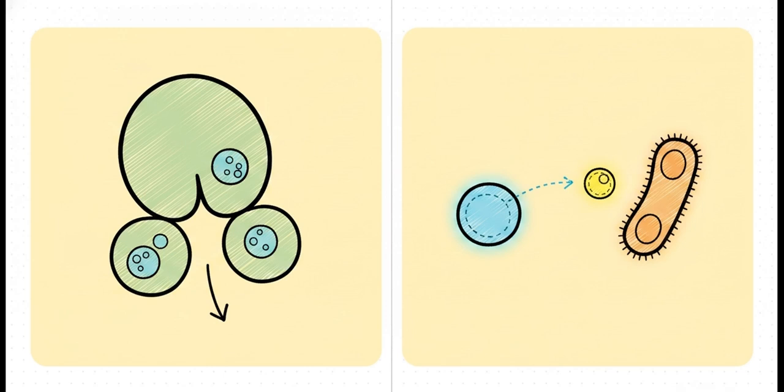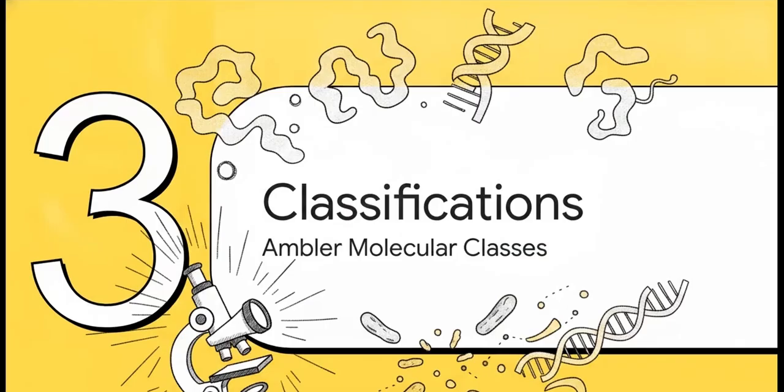But horizontal transfer is where things get truly alarming. Think of a plasmid as a highly mobile survival instruction manual. Different bacteria, even entirely different species, can just pass these plasmids to one another when they're in close proximity. Thanks to this combination of vertical and horizontal transfer, resistance genes can spread like wildfire through bacteria-rich environments, like hospital settings or community sewage systems. Which brings us to Part 3, classifications and the Ambler molecular classes.